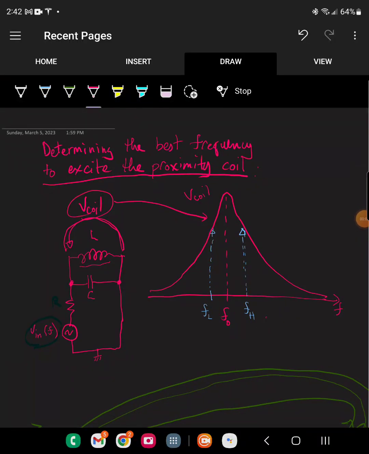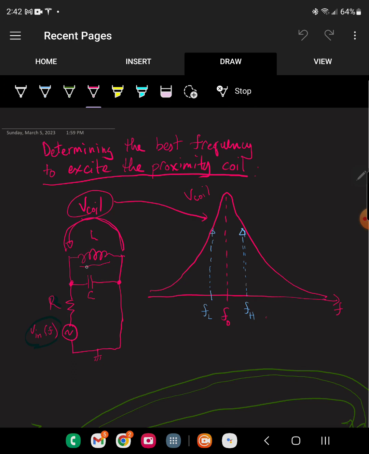So I was doing some experiments last night with my proximity sensor to detect a metal object as it goes through the coil. The experiment that I did was I hooked up a function generator to a resistor R here, and in series is the parallel LC. The L is the coil and the C is the cap.